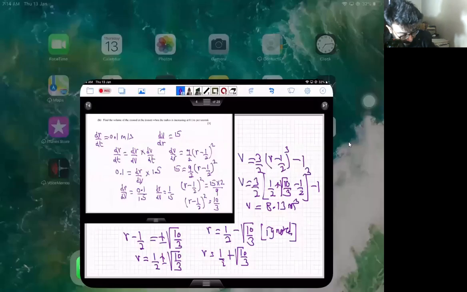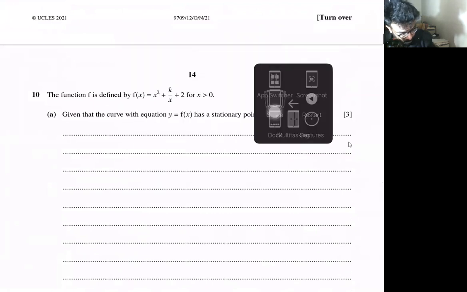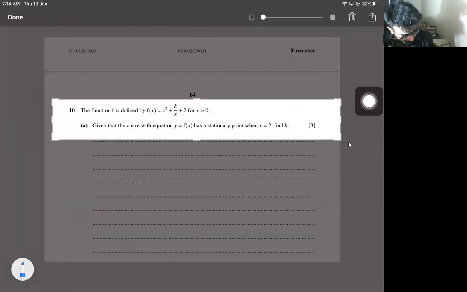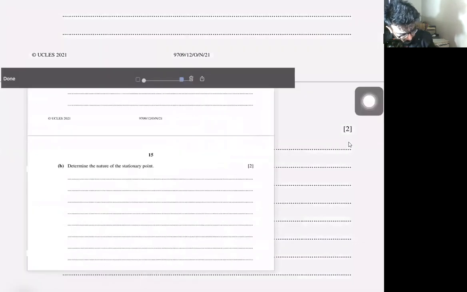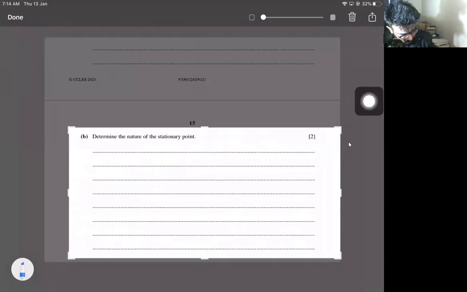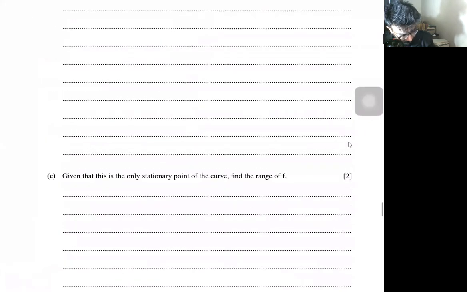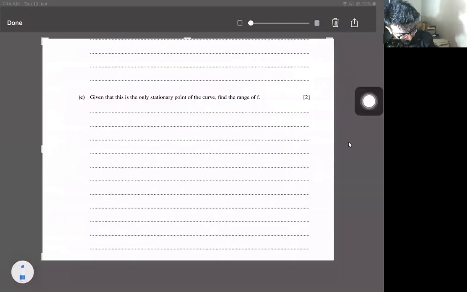Then we have question number 10, and the topic is functions. And this question is worth 7 marks.